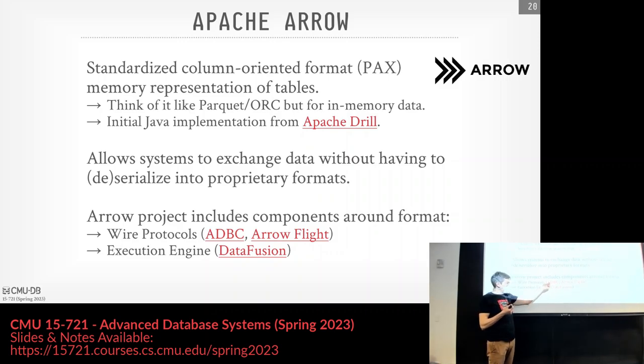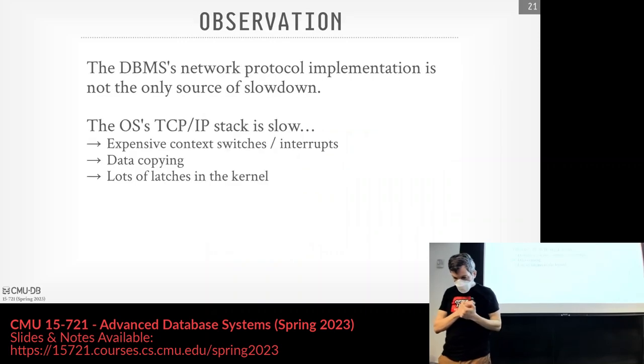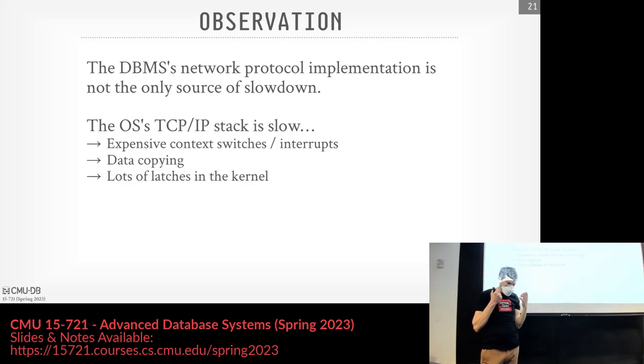So now when you see something like ADBC, you know what it's doing, you know what Arrow is doing, because you understand the trade-offs, and now you can fit it into whatever model or system architecture you're thinking about building or working on. Okay, so the paper, again, focused on this idea that these wire protocols are inefficient for this particular application domain that we want to deal with, right?